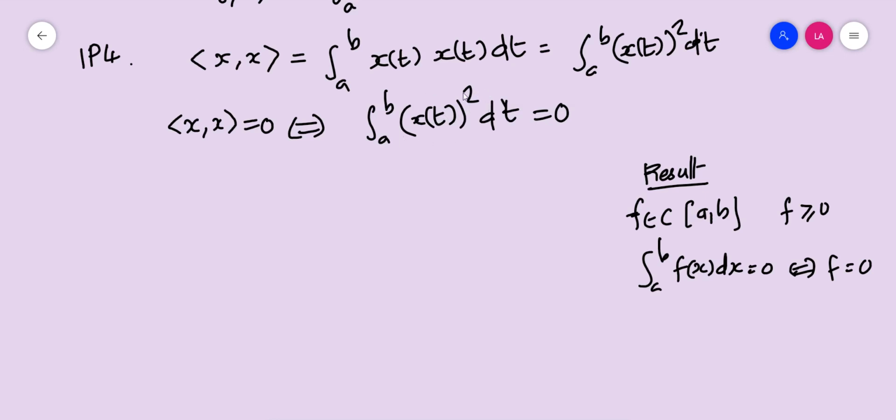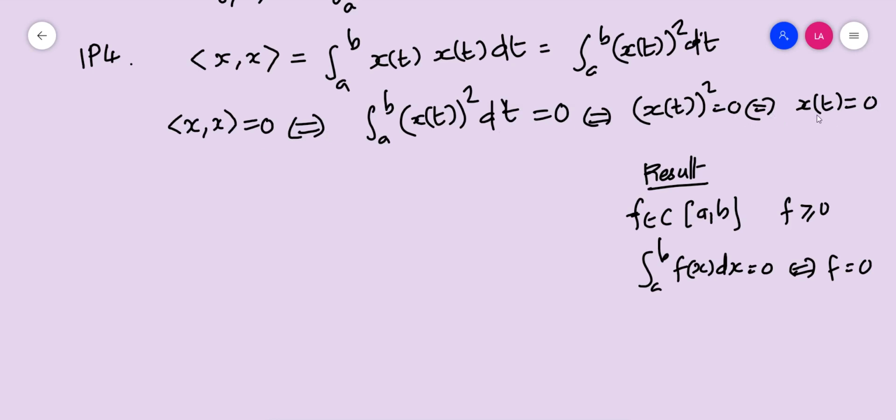So it's a continuous positive function whose integral is 0, which means that the integral of x(t) squared is equal to 0, which is if and only if x(t) is equal to 0, which means x is equal to 0. x(t) is equal to 0 for all t. So the inner product ⟨x, x⟩ is equal to 0 if and only if x is equal to 0.